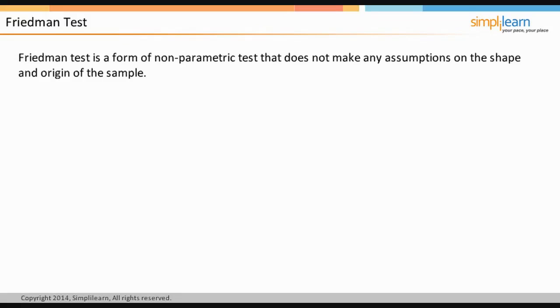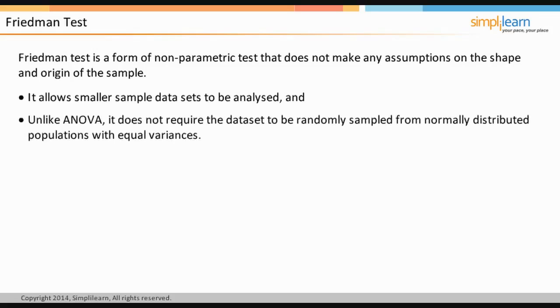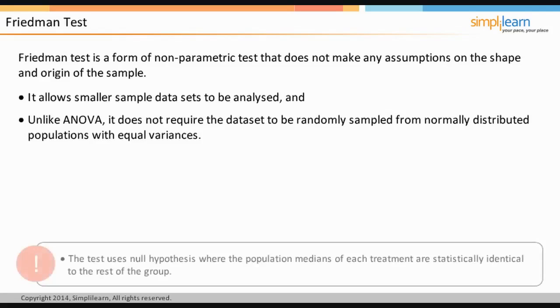We will learn about the Friedman test in this screen. The Friedman test is another form of a non-parametric test. It does not make any assumptions about the specific shape of the population from which the sample is drawn, and therefore allows smaller sample data sets to be analyzed. Unlike ANOVA, the Friedman test does not require the data set to be randomly sampled from normally distributed populations with equal variances. This test uses a two-tailed hypothesis test, where the null hypothesis is that the population medians of each treatment are statistically identical to the rest of the group. In the next screen, we will learn about the one-sample sign test.